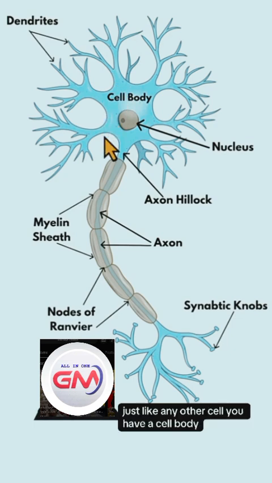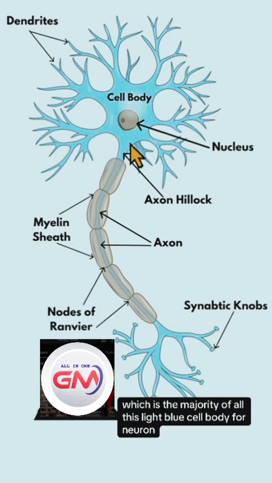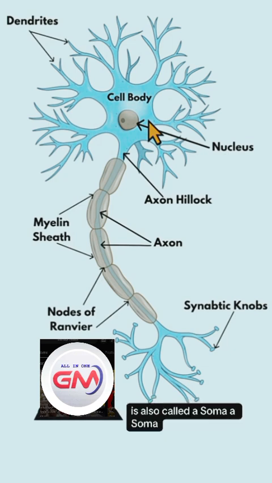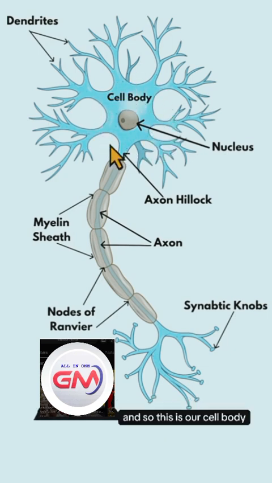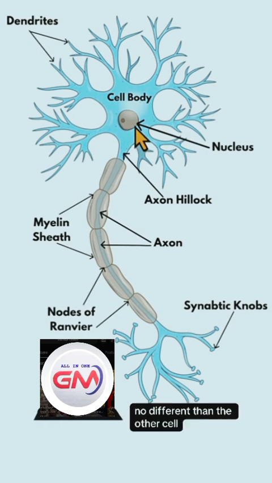Inside, just like in the other cell, you have a cell body, which is the majority of all this light blue. Cell body for a neuron is also called a soma. And so this is our cell body. Within it, I have a nucleus, no different than the other cells. So the whole circle is nucleus. That tiny little dot is a nucleolus.